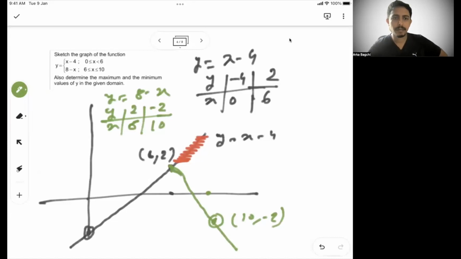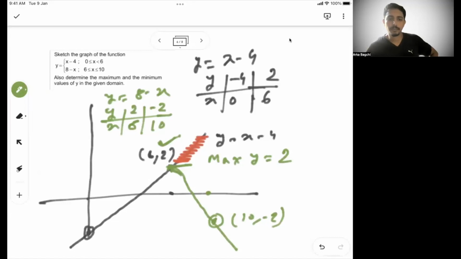So for the maximum and minimum value of y in the given domain, from the graph I can see the maximum value of y is 2, because the black line goes like this and then shifts downward after 6. So that is the max and min value of y. Max of y is equal to 2.